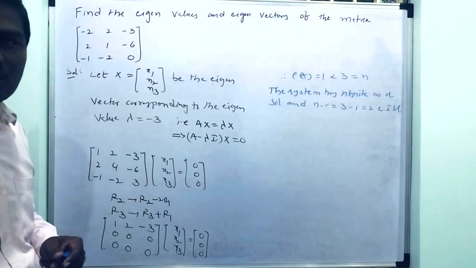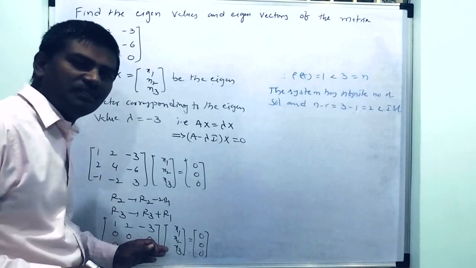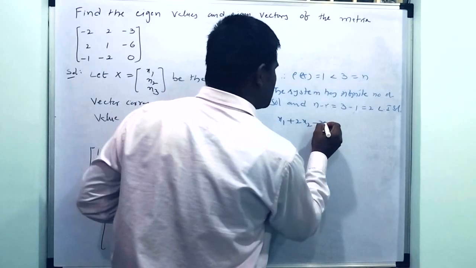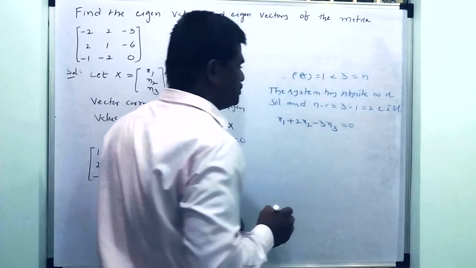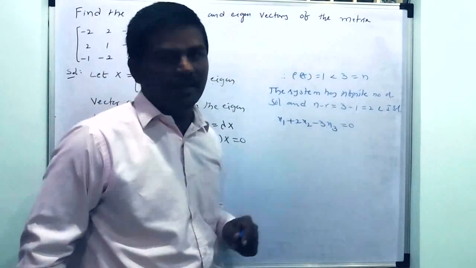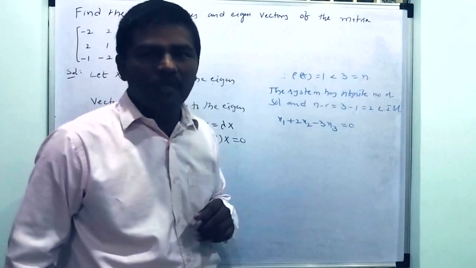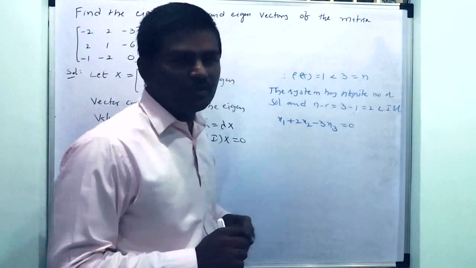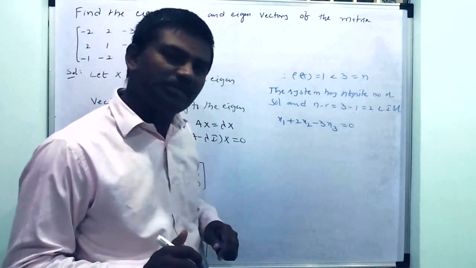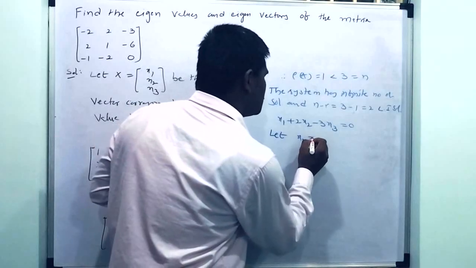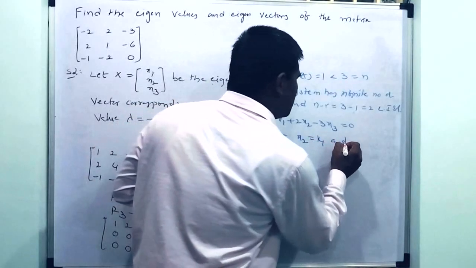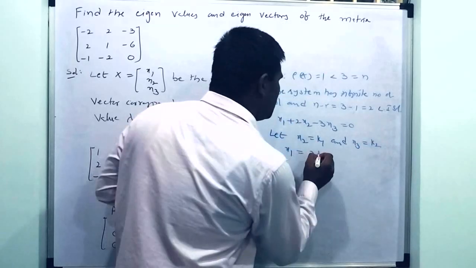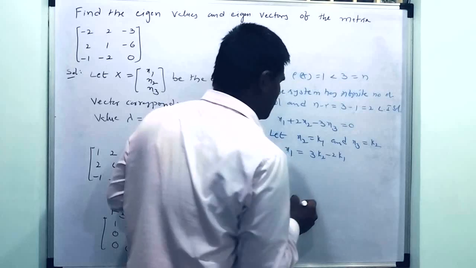How can you find those solutions? By writing this equation, which is x1 plus 2x2 minus 3x3 equal to 0. As there are 2 linearly independent solutions, you need to take 2 variables as constants. Let me take x2 as k1 and x3 as k2. Let x2 is equal to k1 and x3 is equal to k2. Then x1 becomes 3k2 minus 2k1.